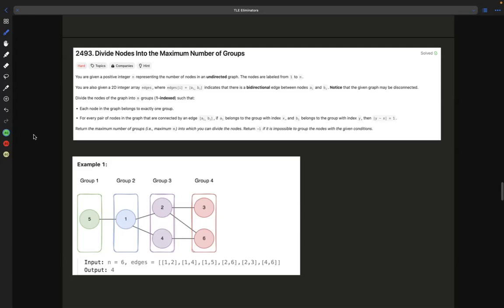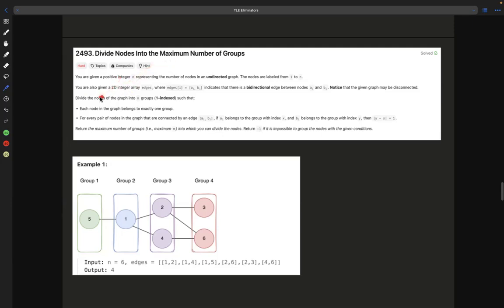Okay, so now let's first read the question. We are given a positive integer n representing the number of nodes in an undirected graph, labeled from 1 to n. Now you are given a 2D integer array. As we have been given an undirected graph, there are two things: if any graph is given, it is given either as an adjacency matrix or an adjacency list.